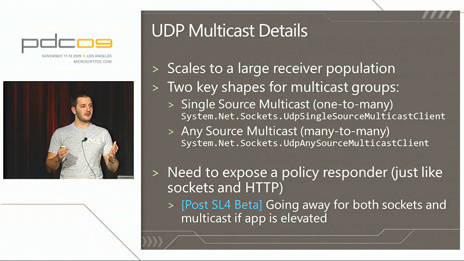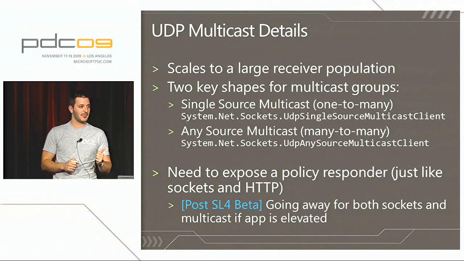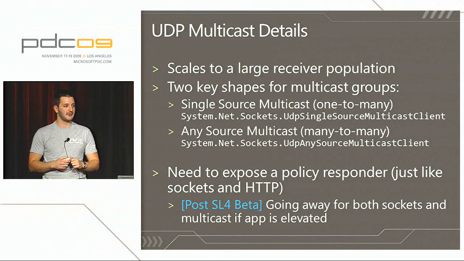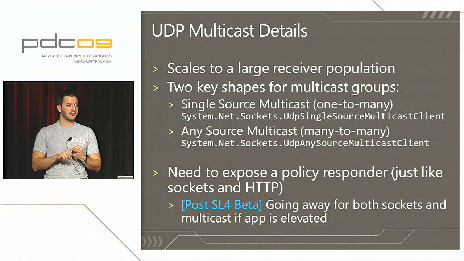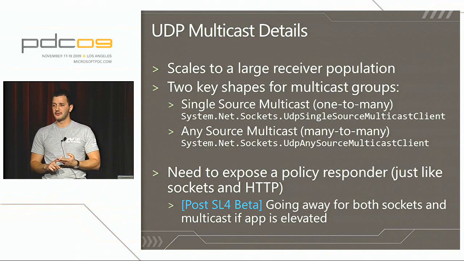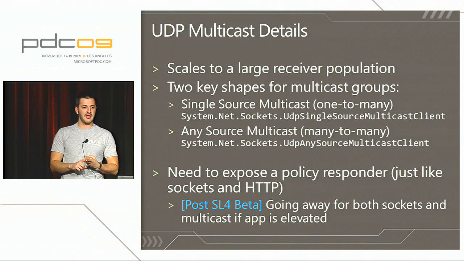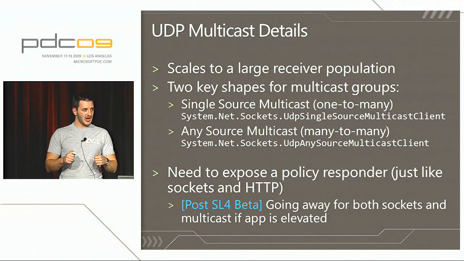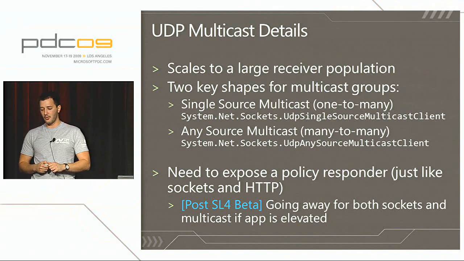Now, I mentioned that the policy file is basically going away for the HTTP case if you're running an elevated application. We're planning to do the same in the case of sockets and in the case of UDP multicast. So the policy requirements are going to go away if the application is an elevated application. That's not there in the beta, but that's something that we're definitely looking for in Silverlight 4.